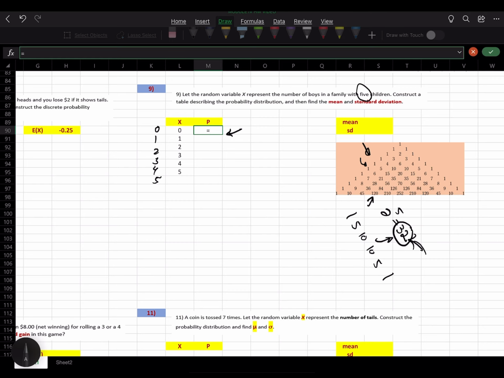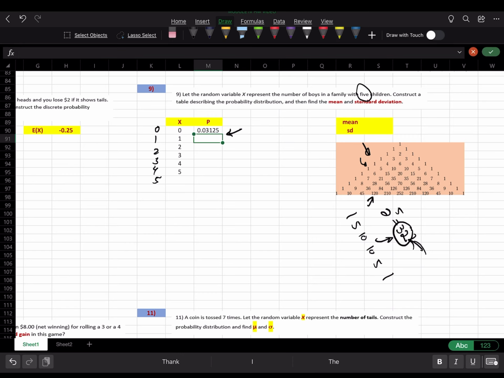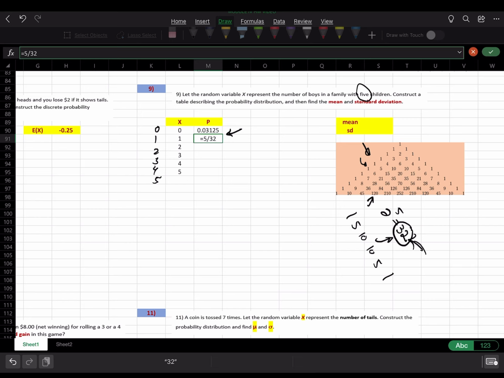Well, I can't select the number, so it'll just be 1 out of 32. The second number is 5, so it'll be 5 out of 32. So simple to do it like this. The third number is 10 out of 32.